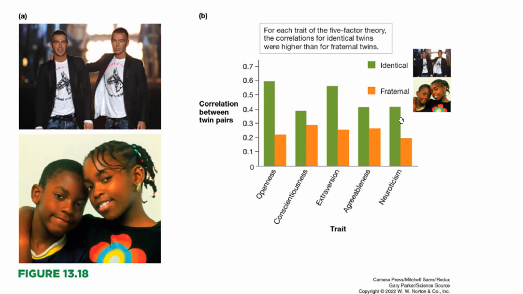These are still fairly high correlations, but they're well below the exact match. So identical twins certainly are different in their personality characteristics, even though they have the exact same genes. So personality must also be influenced by environmental factors.